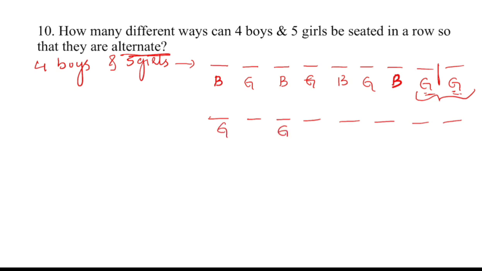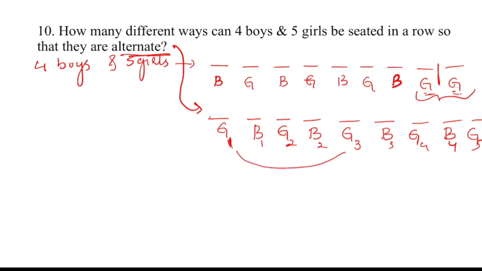Okay, so if I write girls in alternate places, then boys will come here 1, 2, 3 and 4. Then the alternate condition will be satisfied, isn't it? So therefore 5 girls, we'll write it as G1, G2, G3, G4 and G5. Boy 1, boy 2, boy 3, boy 4. Now it is not necessary that girl 1 should be here only, girl 2 should be here only.